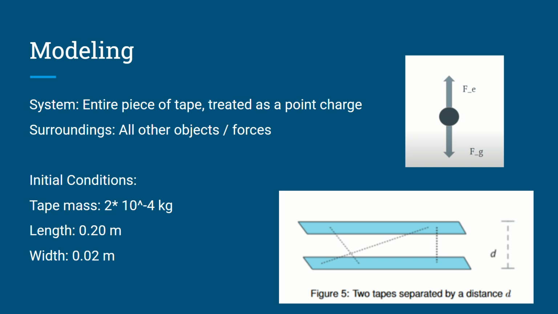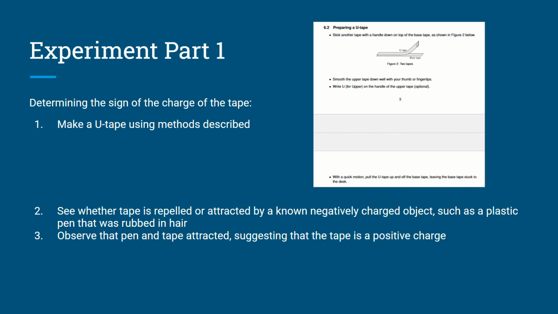Now, the system was an entire piece of tape treated as a point charge, and the surroundings were all other objects/forces, primarily gravity for these experiments, specifically the second part. Our initial conditions: tape mass was 2 times 10 to the negative 4 kilograms, length was 0.2 meters, width was 0.002 meters. Part 1 of our experiment was to charge the tape.